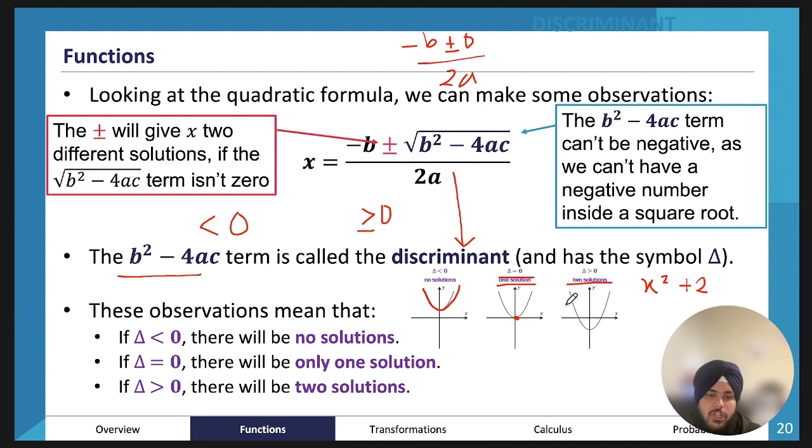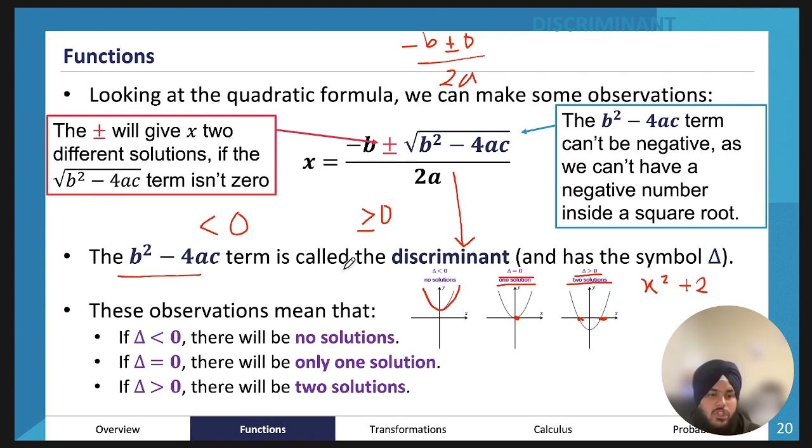Alternatively, if we have two solutions, what that means is the graph is crossing the x-axis. So it's going to cross or intersect at two separate points. And if it is intersecting at two separate points, the discriminant will actually be greater than 0, which makes sense as well. If it's greater than 0, we can have -b plus minus the square root of that number over 2a, so it can be plus that number or minus that number. So two different solutions.